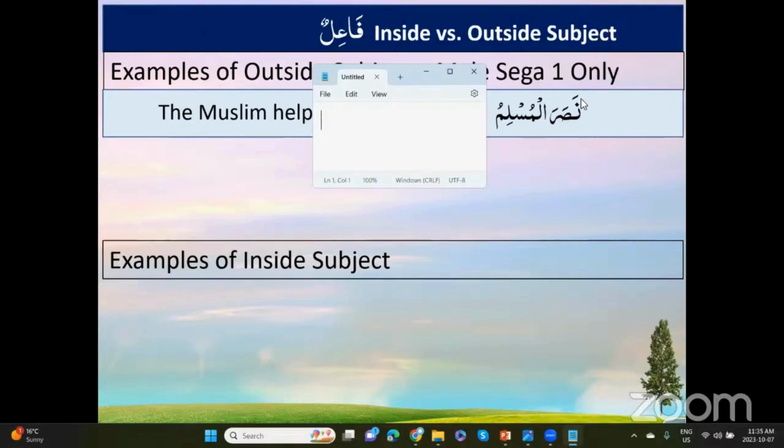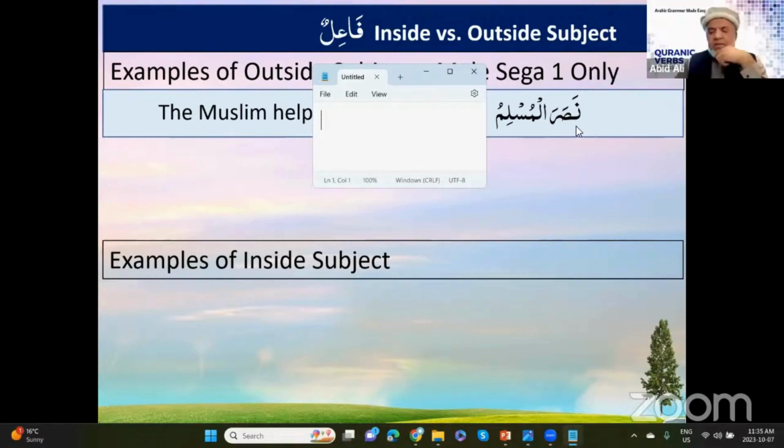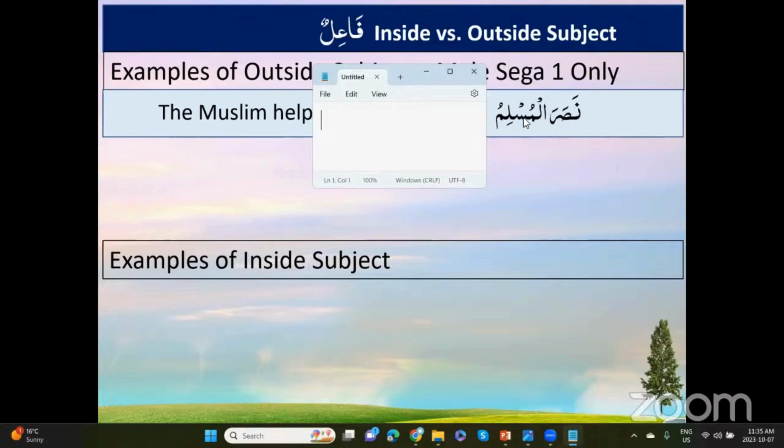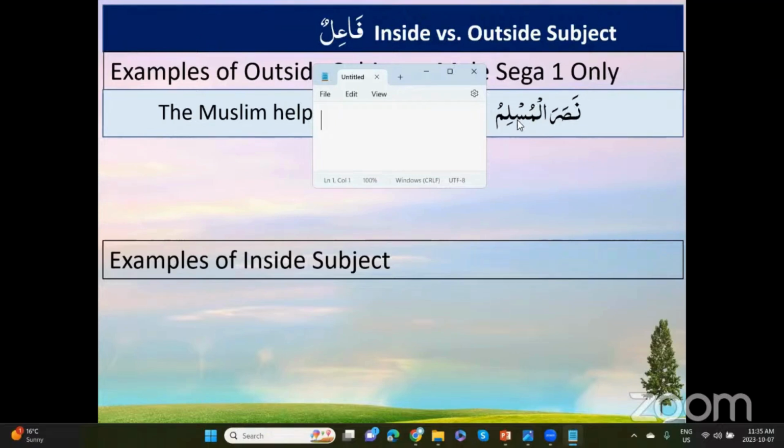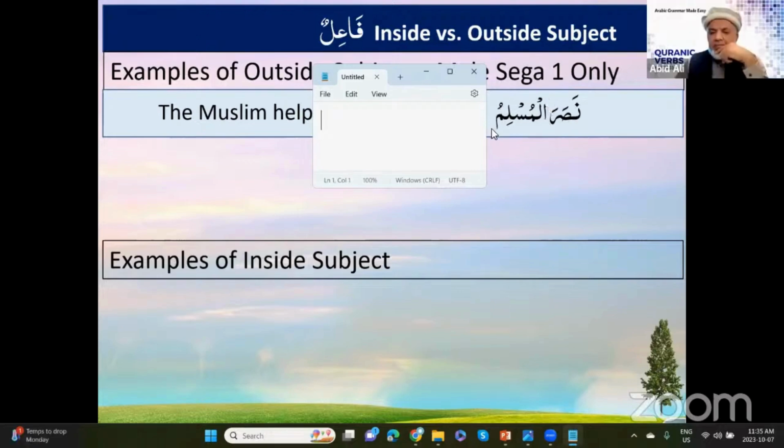Is Nasara male? Yes. Is it Siga number 1? Yes. Is al-Muslimu a noun? Yes. Is it in the status of Rafa? Yes. Okay. So can I say this is my file?